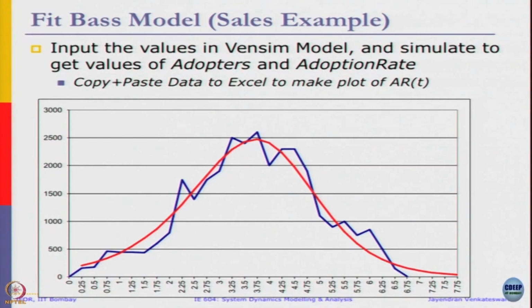If you do that, you will get this curve. The red curve is what I got through Vensim, and you will get the exact same thing in your Vensim model also. There is no randomness. You will get the exact same thing, and the blue line is the real data that we actually have. Pretty reasonable fit using the Bass model.